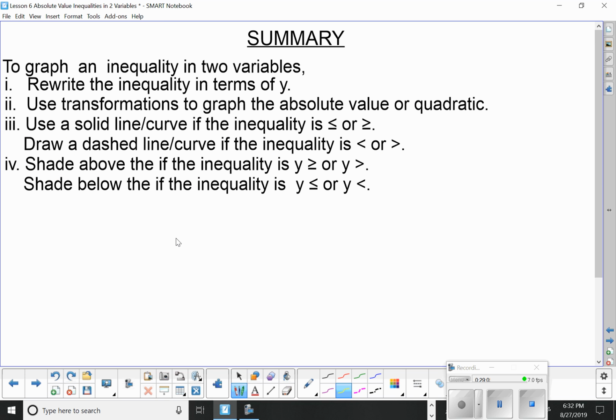In summary, to graph an inequality in two variables, rewrite the inequality in terms of y. Use transformations to graph the absolute value or quadratic. Use a solid line or curve if the inequality is less than or equal to or greater than or equal to. Draw a dashed line or curve if the inequality does not contain equals, if it's just less than or greater than. Then, big Y's: y is greater than or equal to, or greater than, shade up. Shade below if the inequality is y less than or equal to or y less than. That's absolute value inequalities systems in two variables.